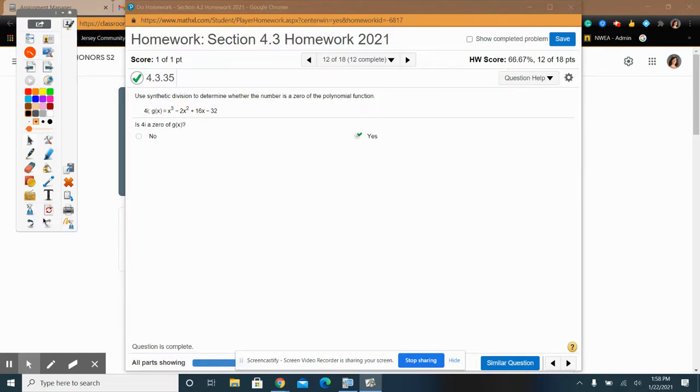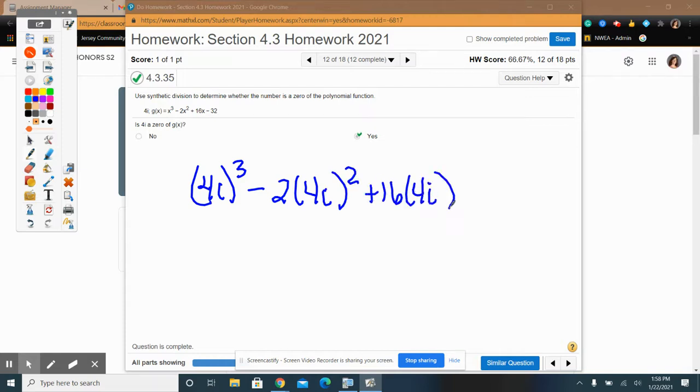If you plug 4i into x to the third, you should still get 0. 4i to the third minus 2 times 4i squared plus 16 times 4i minus 32. You would have to take the 4 to the third and the i to the third. And 4 to the third is 64. i to the third is the same thing as i squared times i. So that's -64i.